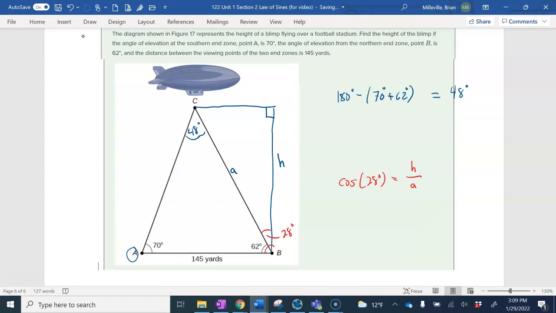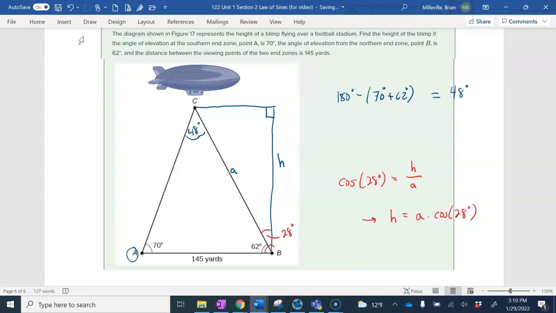Now multiplying both sides by little a of this equation and flipping it, we would get that the height is equal to little a times cosine of 28 degrees. All right, so that was from right angle trigonometry. Now, do we have enough information in the problem to find side length little a of the oblique triangle? For that, we're going to use the law of sines.